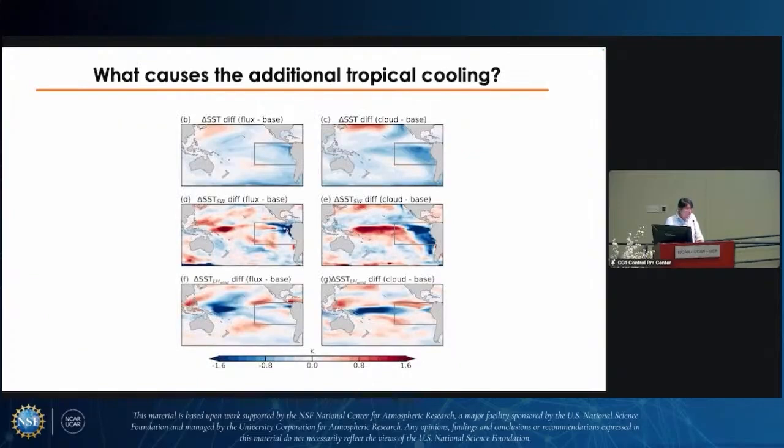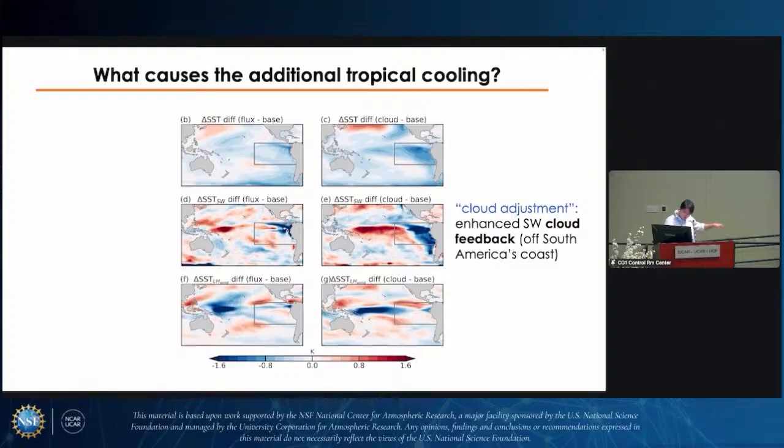So we perform this surface energy budget analysis, for the left column, the flux adjusted run, and the right column, the cloud adjusted run, compared to the base, to understand what causes this additional tropical cooling. And we found for cloud adjustment, as we expected, the additional cooling primarily comes from the shortwave cloud radiative flux, in the second panel on the right, which is expected because we explicitly changed the cloud feedbacks.